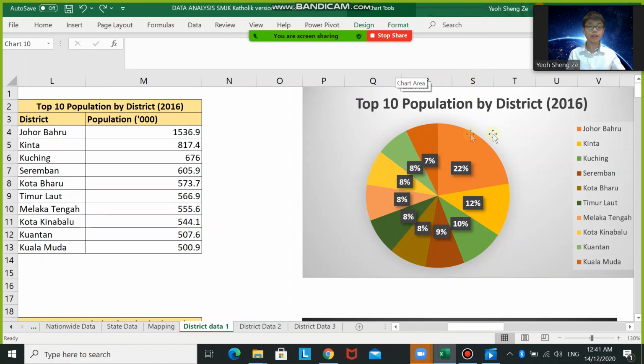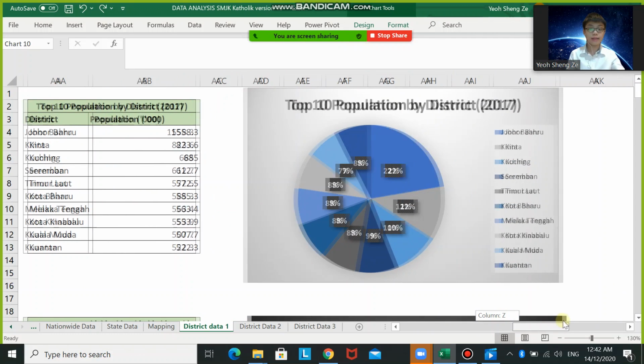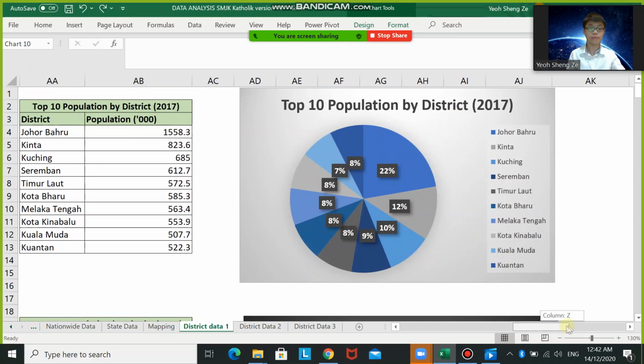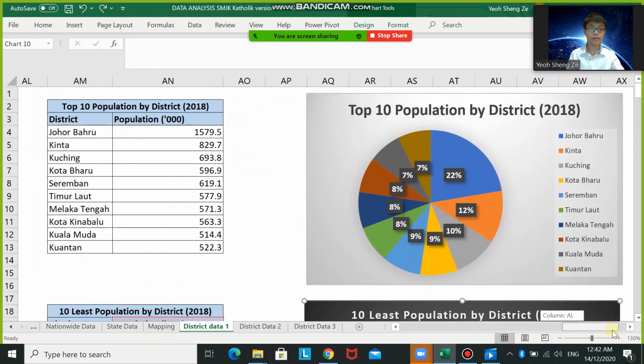This pie chart is showing the top 10 population by district of year 2016. As we can see here, Johor Bahru has the largest percentage of 22%, followed by Kinta and Kuching. This is for year 2017, while this is for 2018.